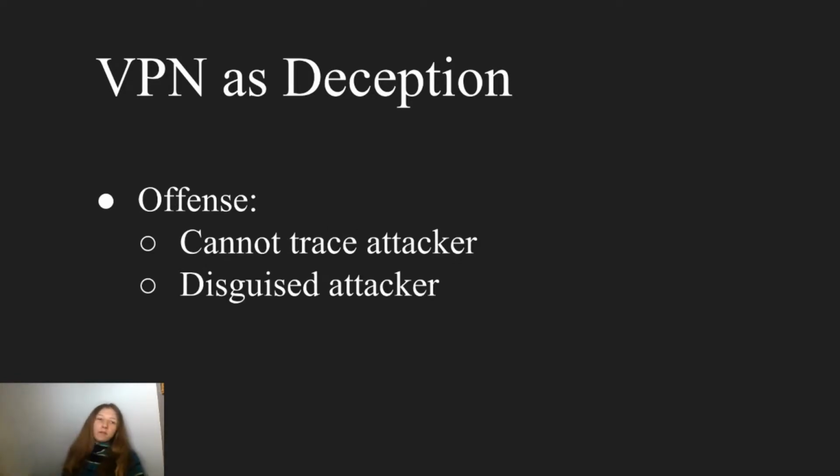In terms of offense, the VPN can be used by having a different IP address from where they actually are. So it's harder, much harder, to trace an attacker after the event has occurred. Another way is the attacker can disguise themselves as part of the internal network. So when they're manipulating information and taking information, it doesn't set off any alarm.